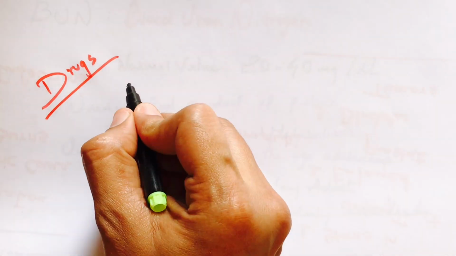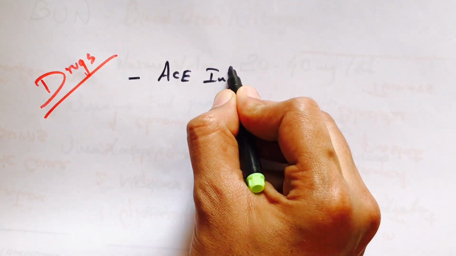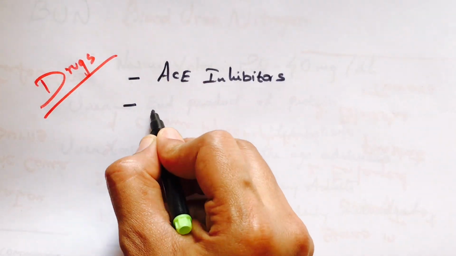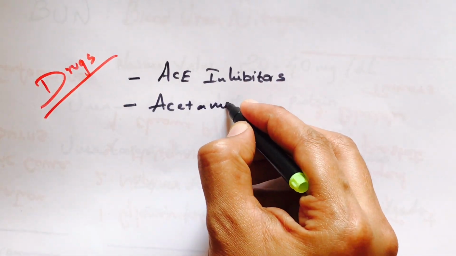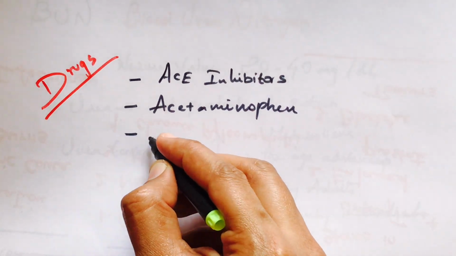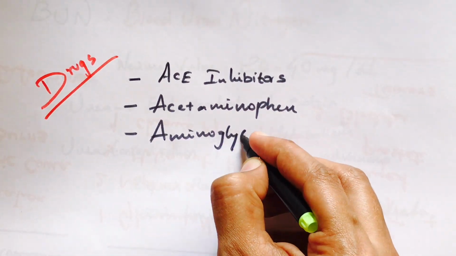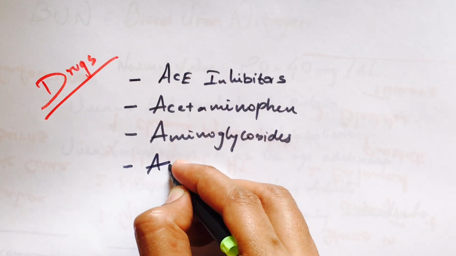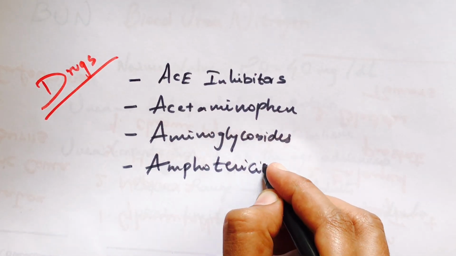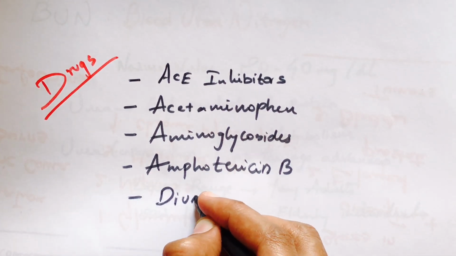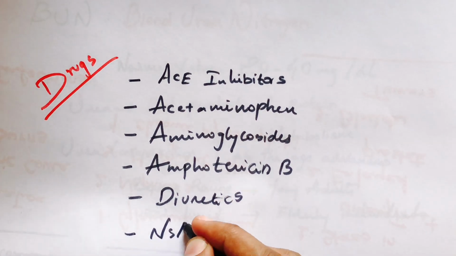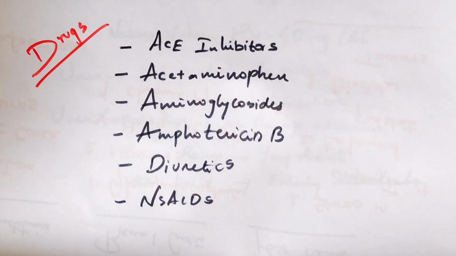You should be aware of these medications when there is increased urea concentration: ACE inhibitors, acetaminophen, aminoglycosides, amphotericin B, diuretics, and NSAIDs.